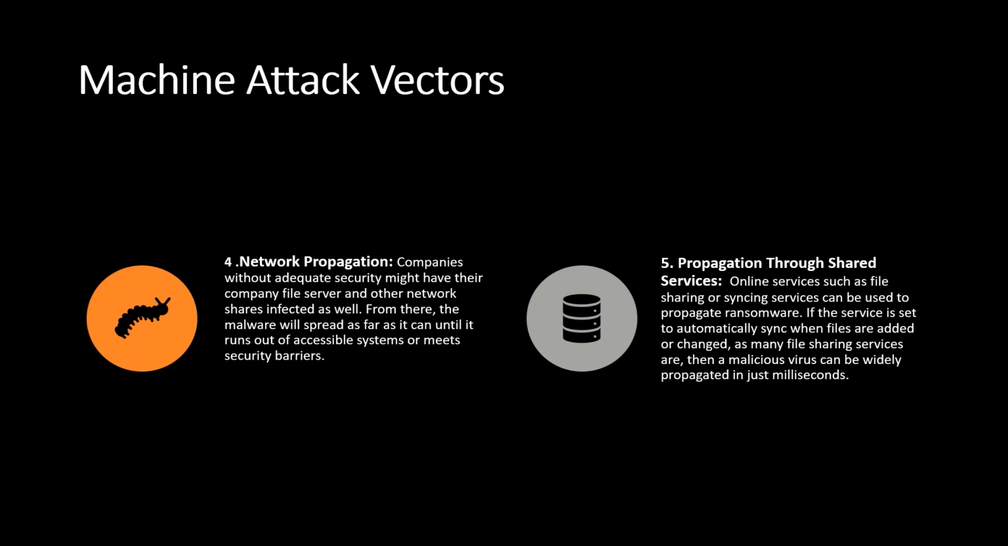The next form is network propagation, where the file system and the network share can get infected if there is not adequate security in a company. It will continue to propagate until it runs out of accessible systems or finds a security barrier.